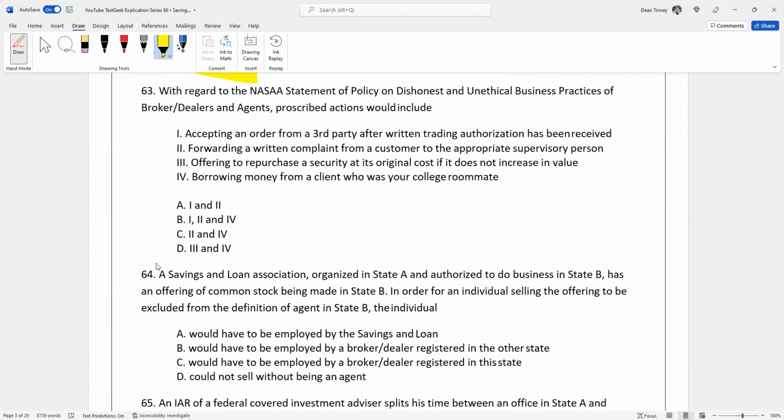Accepting an order from a third party after you've got written trading authorization to do so. That sounds copacetic. Affording a written complaint from a customer or an appropriate supervisory person sounds copacetic. That's the word for sounds good. Offering to hold the customer harmless. No. I'm not supposed to say, hey, if it doesn't work out, don't worry about it, I'll make it good. No. Borrowing money from a client. Doesn't matter if they're your college roommate. So 3 and 4. The borrowing money in investment advisor world is never a no-no. Chuck is the guy at Kaplan who writes the Kaplan Q Bank, and he has a question about not even your mother.